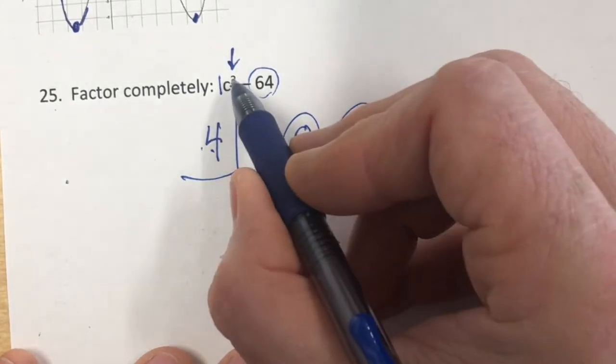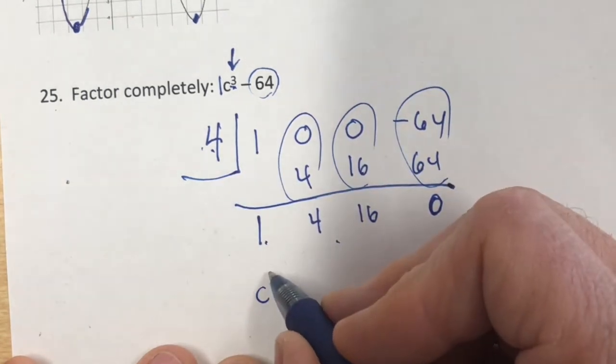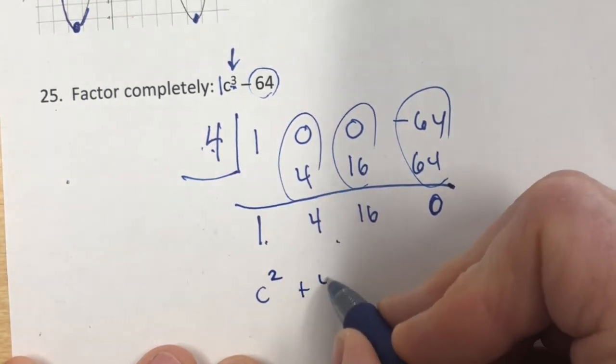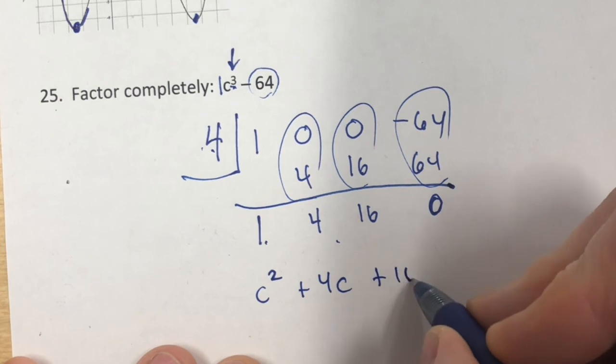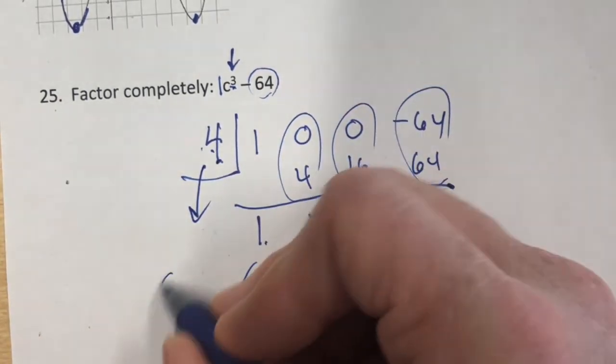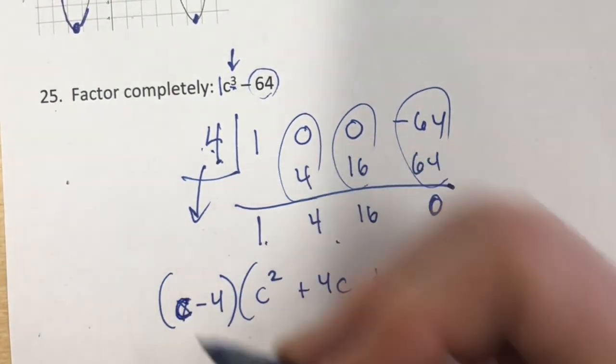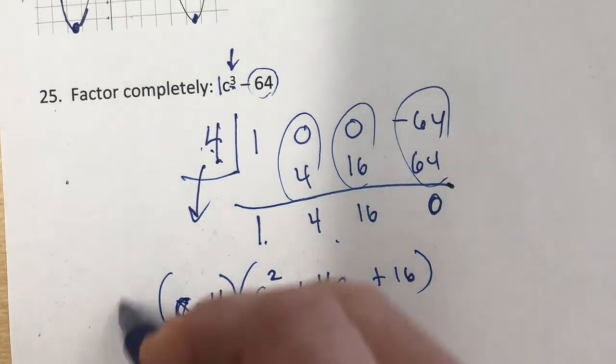This is 1 degree less. Since that's c to the 3rd, this is going to be c squared. So it's going to be 1 degree less, plus 4c plus 16. Then right here, since that's 4, that's my zero. My factor is x minus 4. Oh, sorry, c minus 4. There's my answer right there.